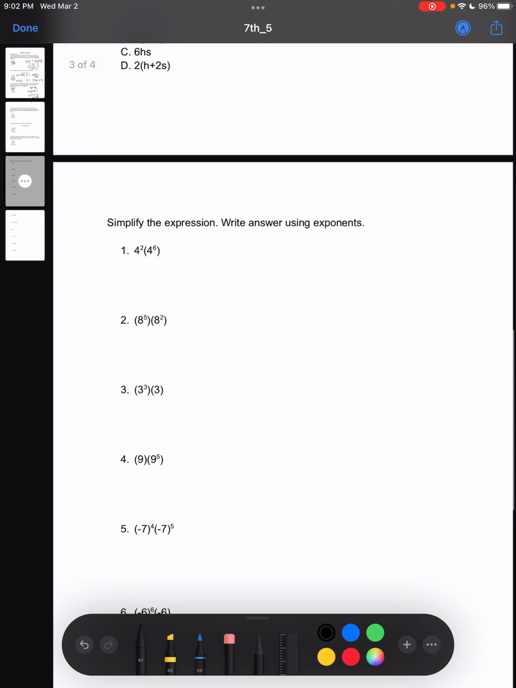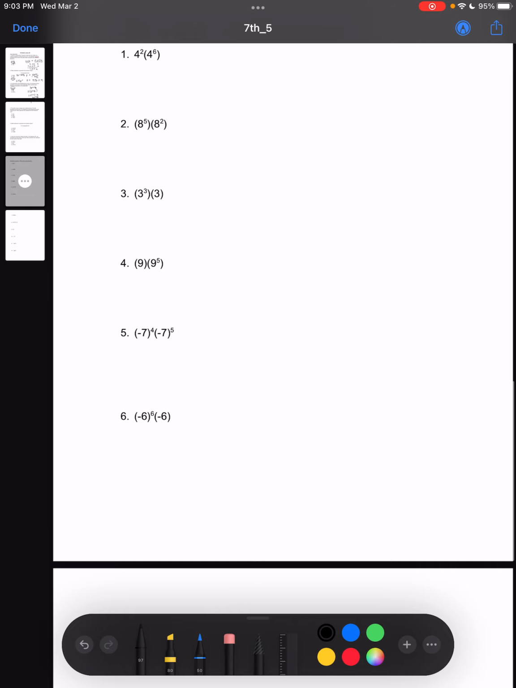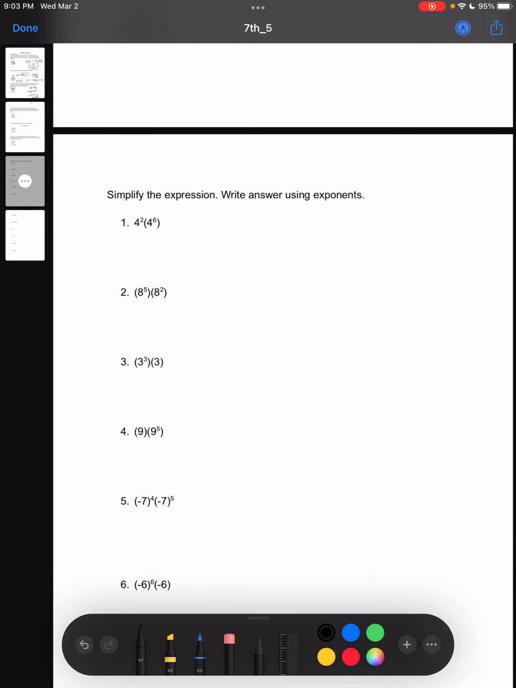And we move on to these. Simplify the expression. Write your answer using exponents. Well, for these, when you have the same number, say we can call them a to some power n times a to some power n, if you want to combine these two terms together, all you need to do is add the two exponents together.